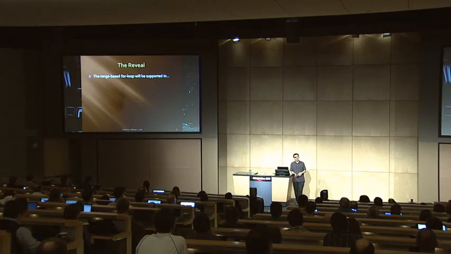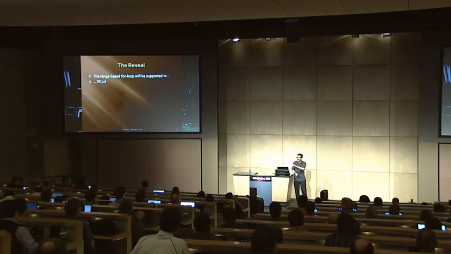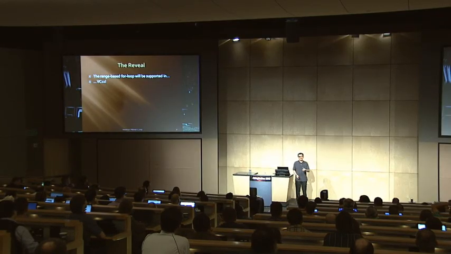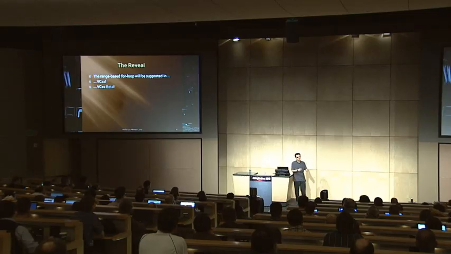When this happened, we went back and said, what can we do about this? Well, the range-based for loop will be supported in VC11. You will be able to use this in production code. But wait, it gets better. It's not just going to be supported in VC11 RTM, it's going to be supported in VC11 beta. When the beta comes out, you will be able to use it.